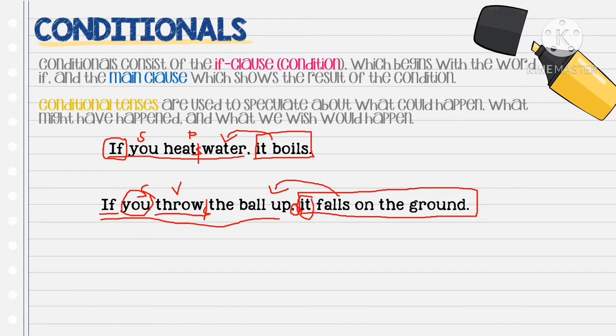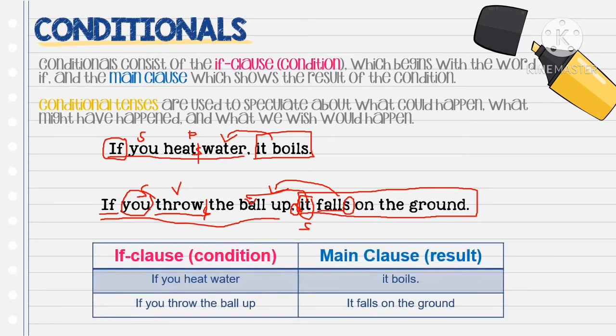Okay? It pertains to the subject ball. So, it is singular. Since it is singular, it needs a singular verb. So, falls is our verb. And then, it is also a singular verb because it ends with S.